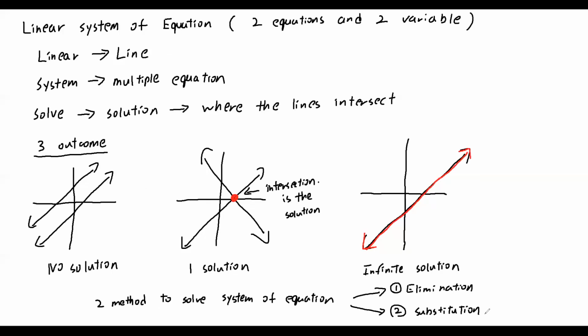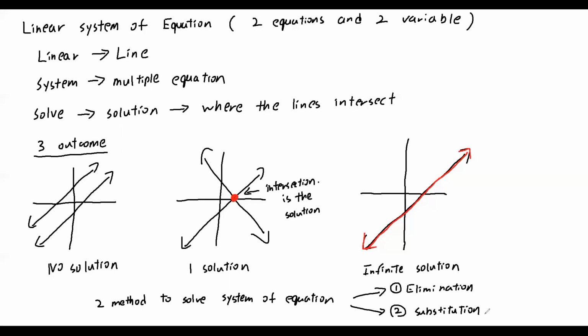In summary, a linear system of equations, for two equations and two variables. The word linear means a line. The word system means multiple equations. The word solving is asking for the solution, which is looking for where the lines intersect. We can have three outcomes. One, no solution, meaning the lines are parallel and do not touch each other graphically. Two, one solution. The two lines actually intersect at a point, and the point is a coordinate, x comma y. And three, infinitely many solutions. So the two lines are actually stacked on top of each other and touching everywhere.